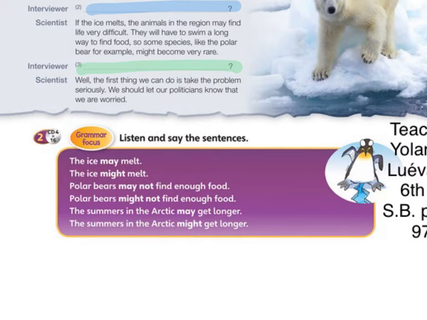If we pay attention, they are exactly the same sentences. The ice may melt is a synonym of the ice might melt. Again, there is no difference in meaning. That's why polar bears may not find enough food, polar bears might not find enough food, the summers in the Arctic may get longer, the summers in the Arctic might get longer.